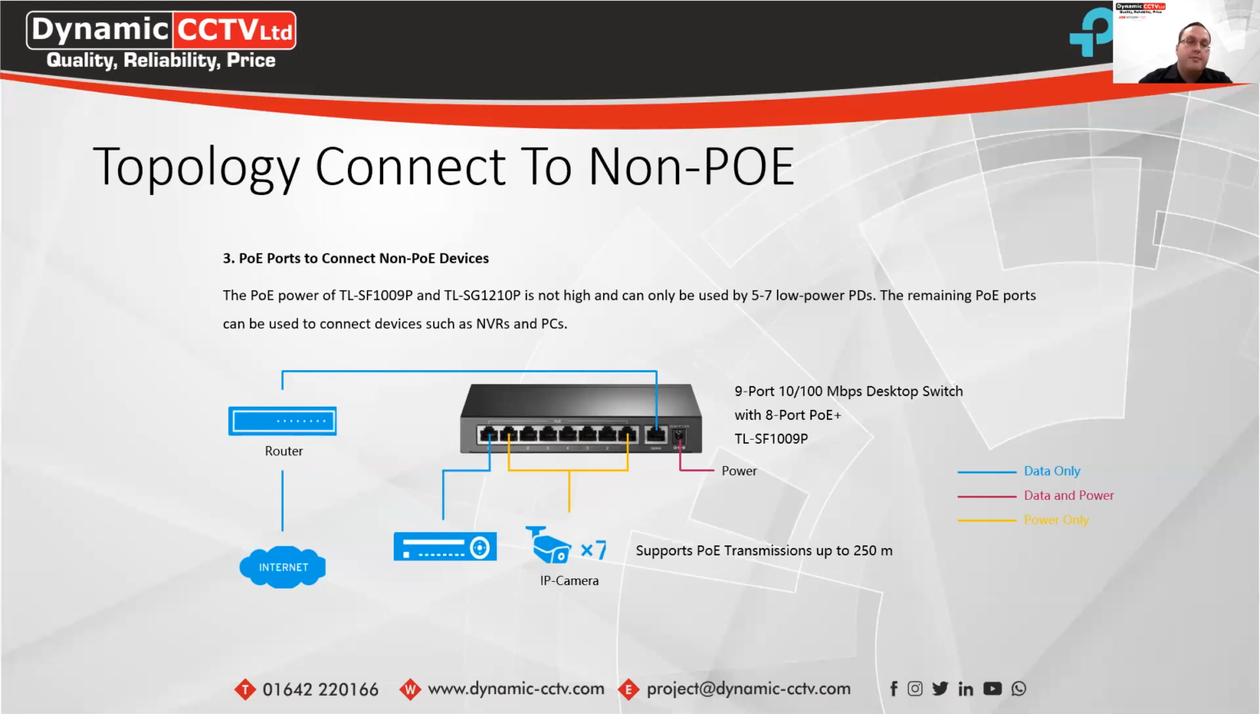For these we've got the TL-SF1009P and the SG1210P, which you can see we've got our 7 IP cameras, and this switch does support the extend mode. So these ports can be extended up to the 250 meters distance, then have a port connected to the actual NVR, and we also have the uplink port, which is then connected to the router on site. And this is a PoE plus switch, this one we've got here.